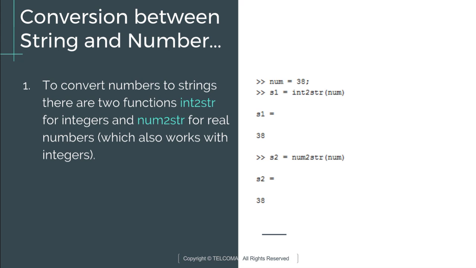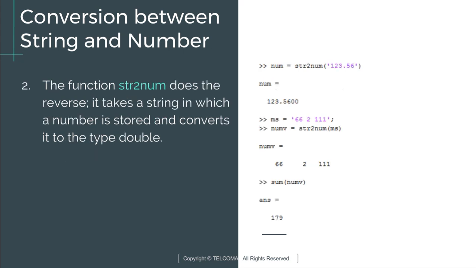In order to convert numbers to strings, there are two functions, int2str for integers and num2str for real numbers, which also works with integers. The function str2num does the reverse. That is, it takes a string in which a number is stored and converts it to the type double.